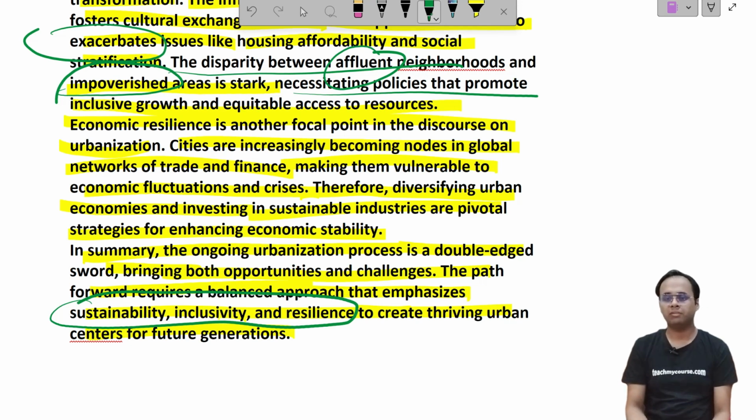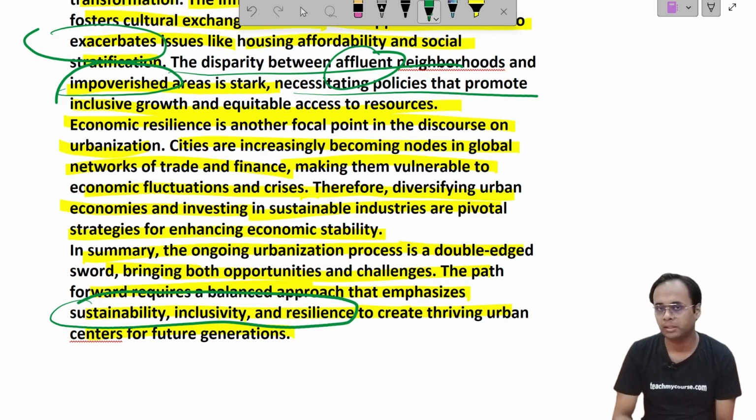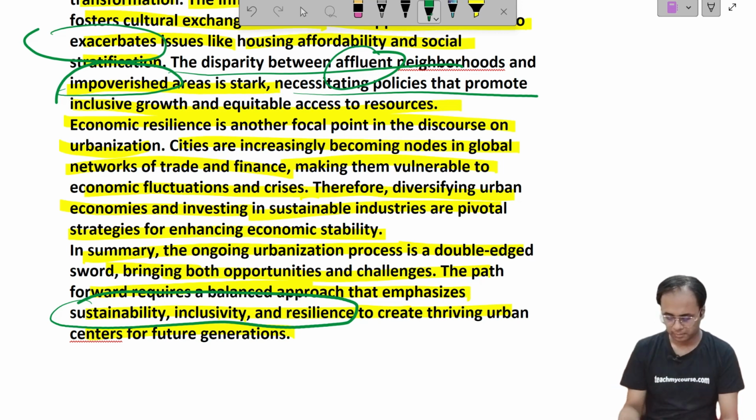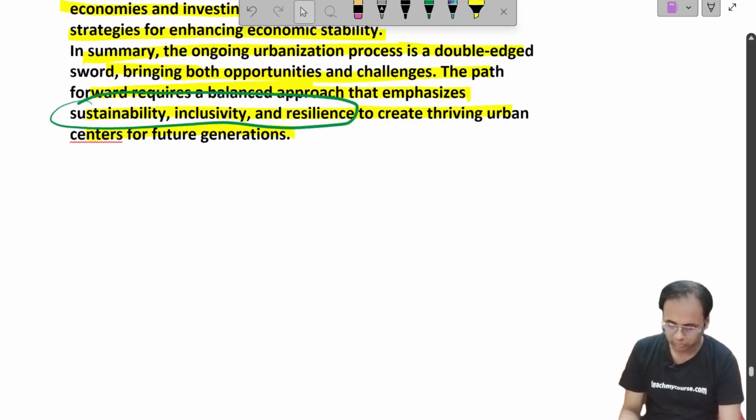Sustainability means we have discussed that a lot of problems are there in the urbanized cities: resource problems, water problems, pollution and all. Inclusivity means that everyone should have equal access to the resources, and resilience means that once some economic crash comes up, it should not be a haphazard one. It should not be some insurmountable catastrophe kind of thing. Okay, so that's it for this.